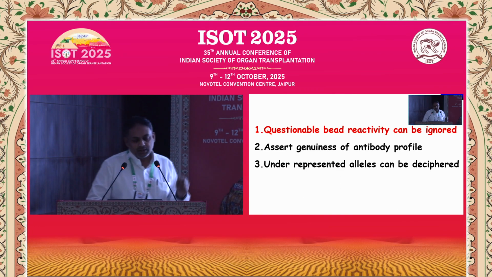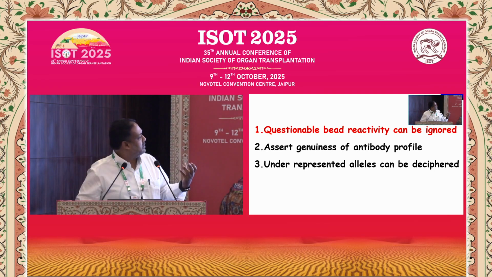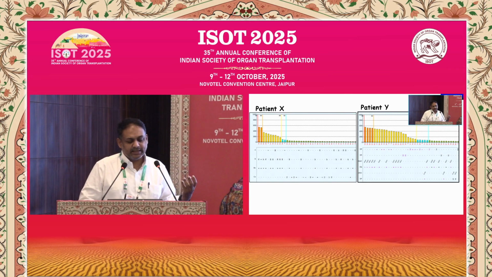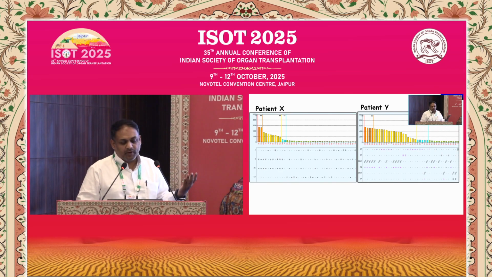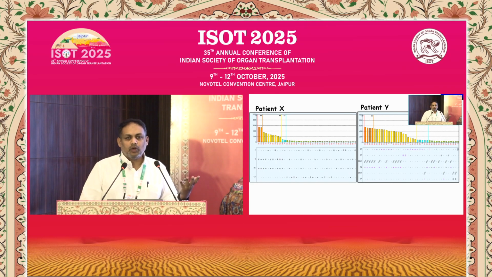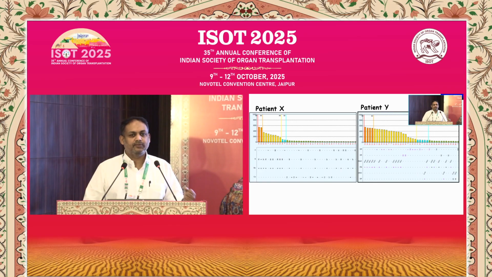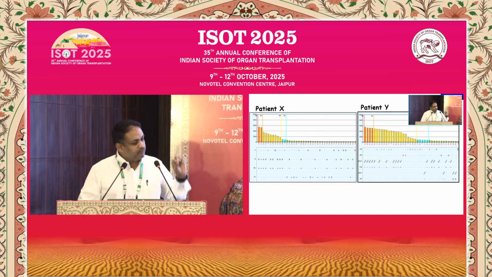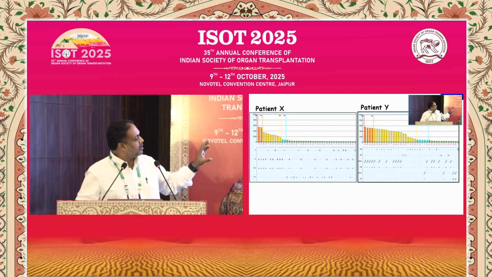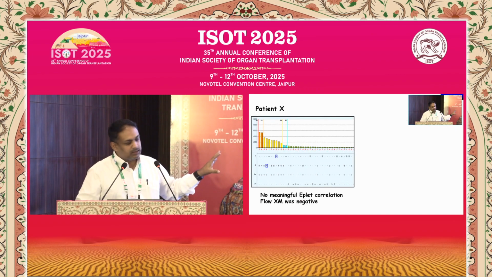Okay, now coming to a case. I'm going to discuss certain real cases which help us. So these are 2 patients, X and Y. They have pretty much the same antibody profile. MFI is around 5,000 to 6,000. So we don't know what it is. If there is something pointing towards the donor, you might call it a DSA, you might react to it. But just like you put a Doppler color in the ultrasound, let's put the Eplet into the picture, okay?